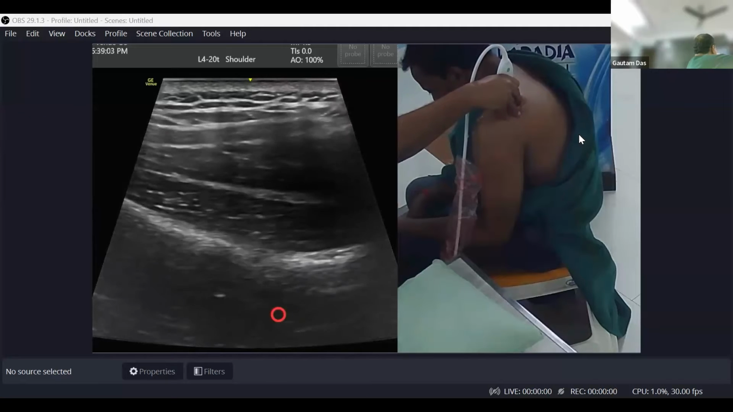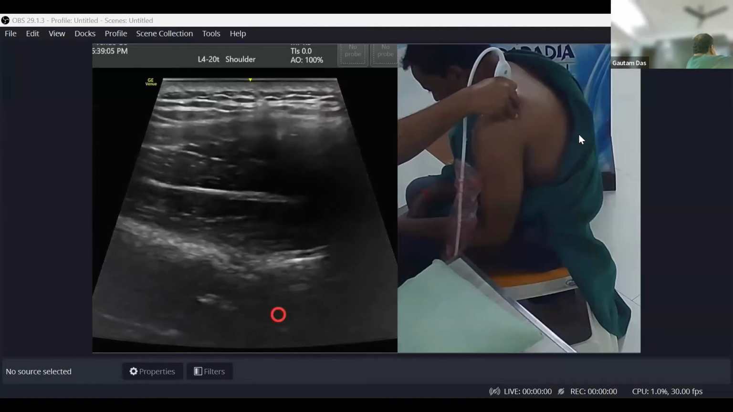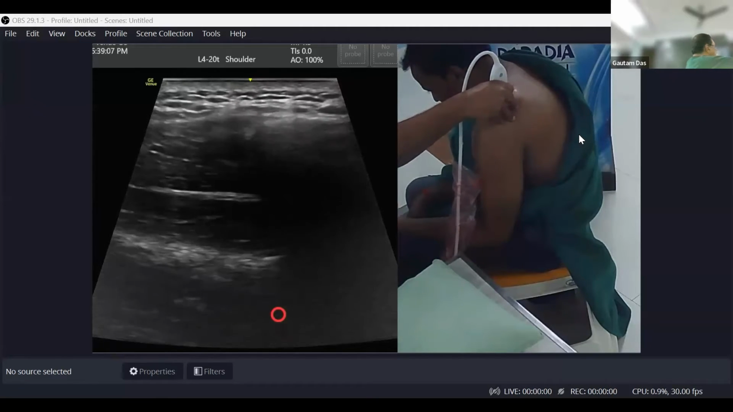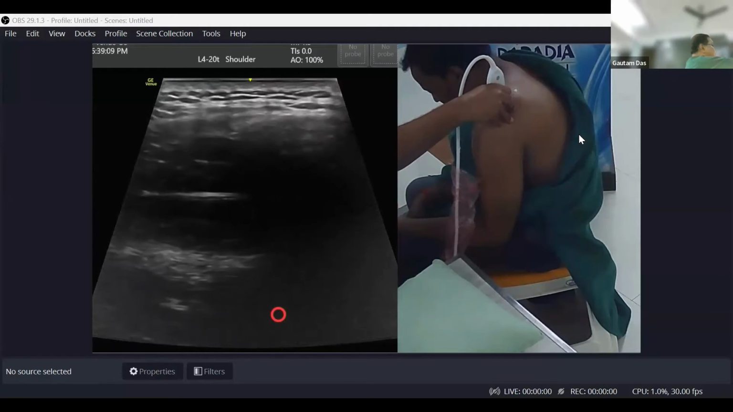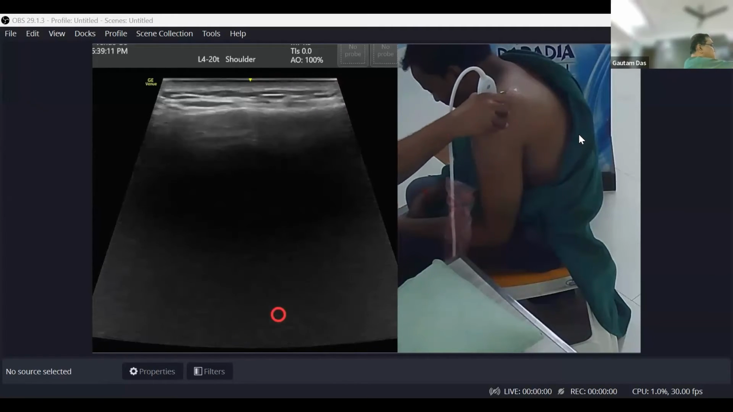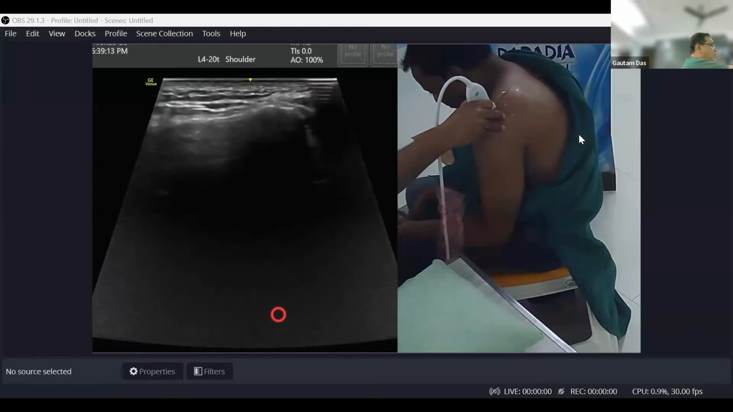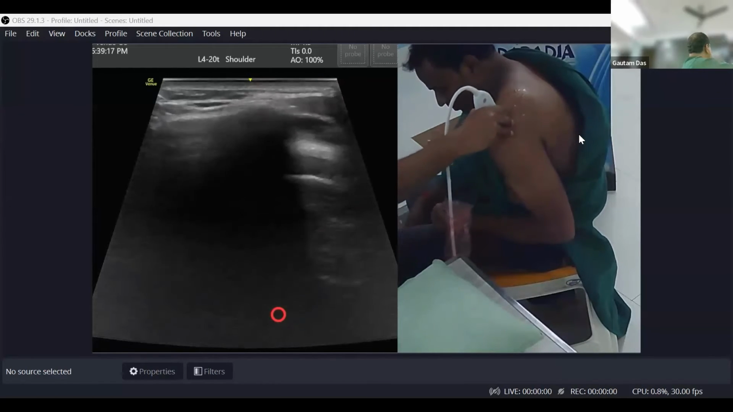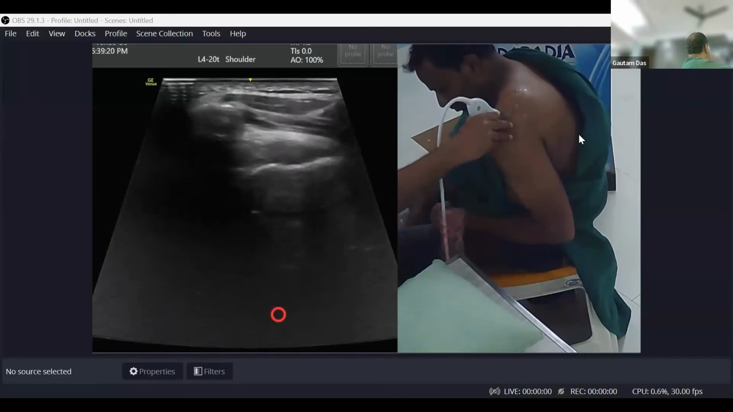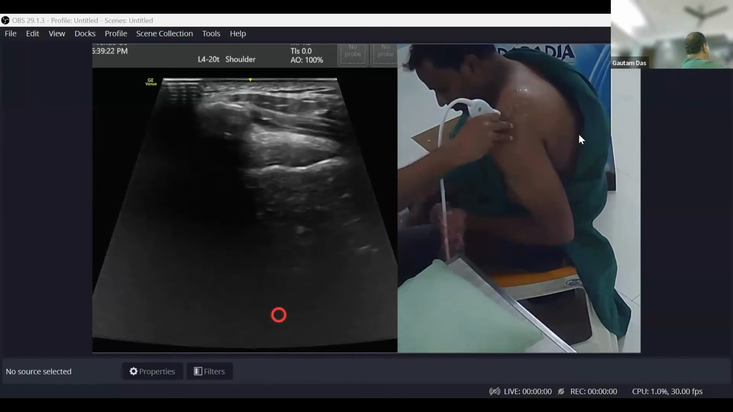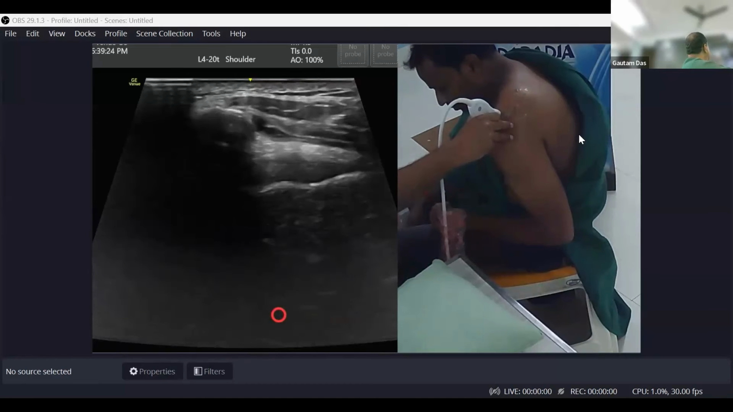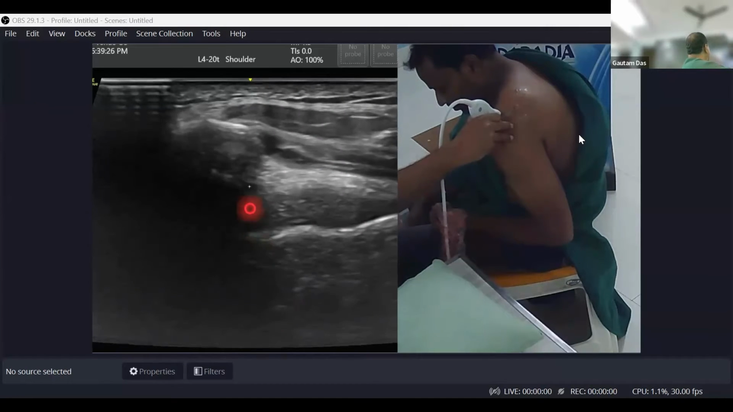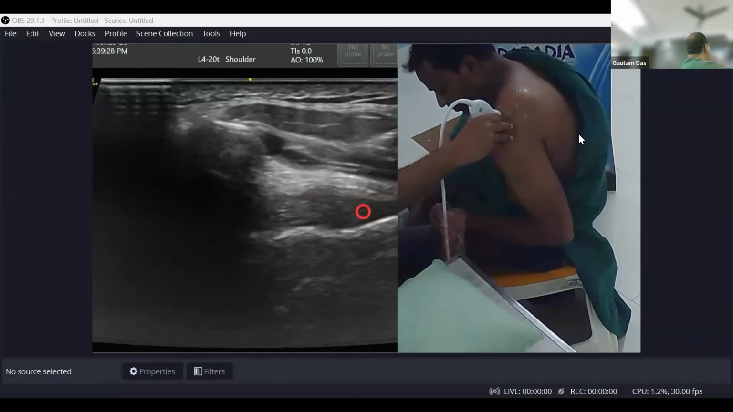So now I am coming more laterally, and now you can't see anything because you are over the acromion now. If you are coming still more, now again, this was your acromion. Let me reduce the depth now. So this was your acromion, and this is your supraspinatus tendon.